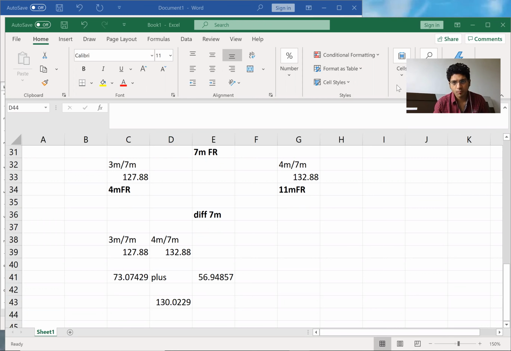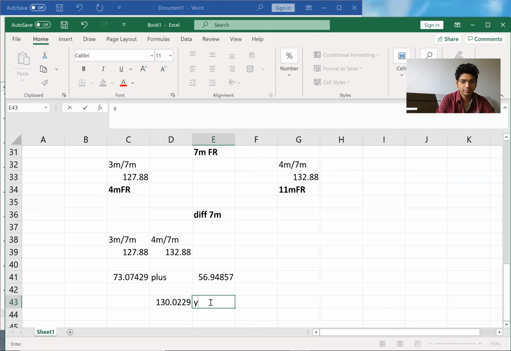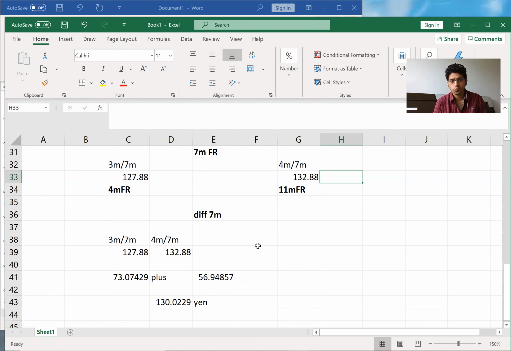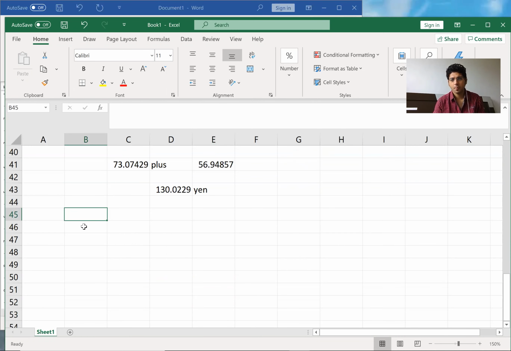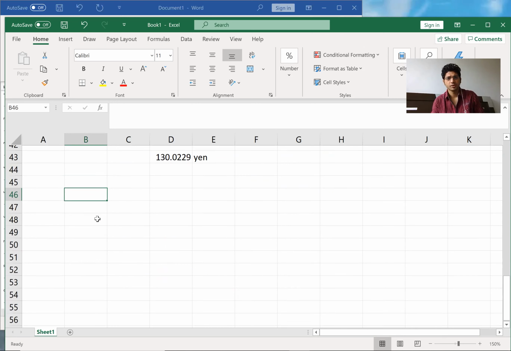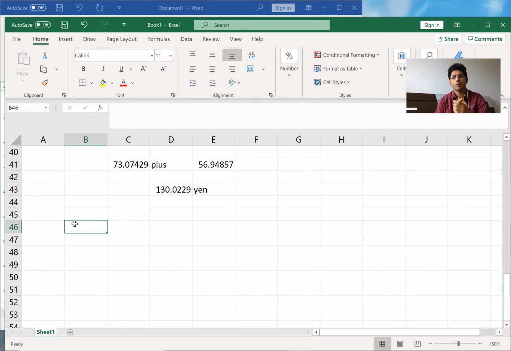See if you understood this. And obviously this is yen, this is yen per dollar. Okay. So now let us complicate these things. Let us complicate the forward contract calculation now.